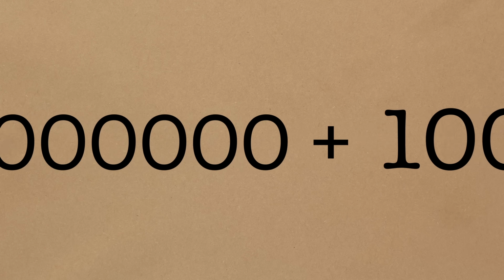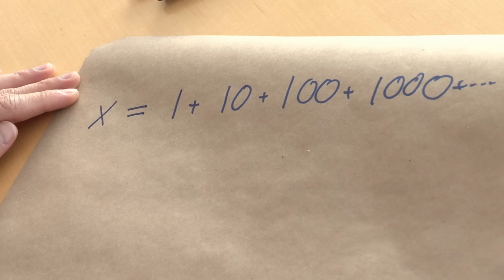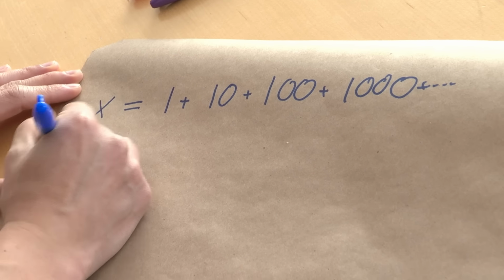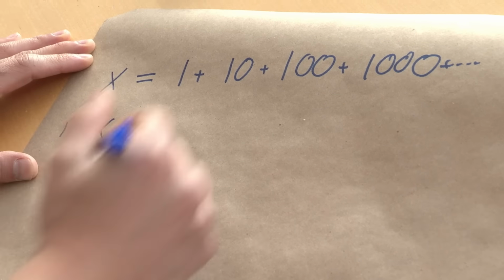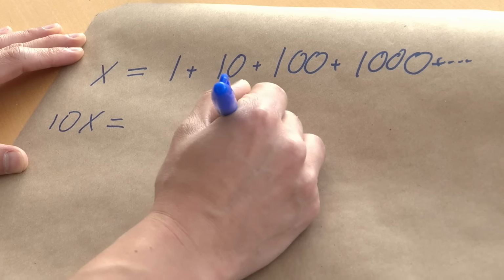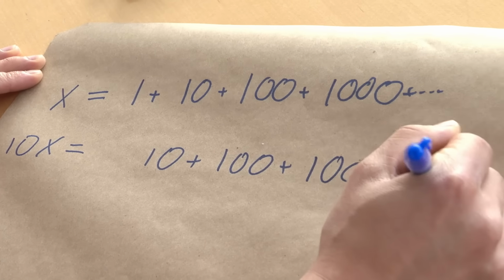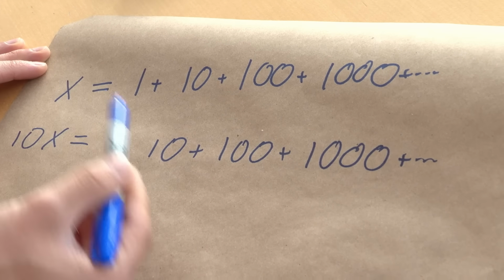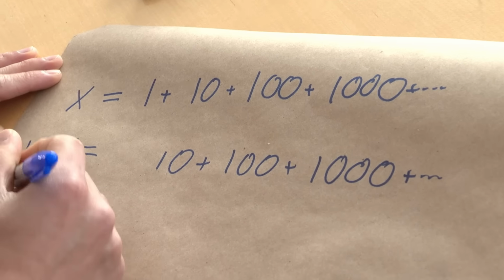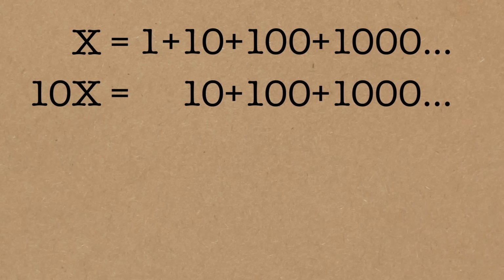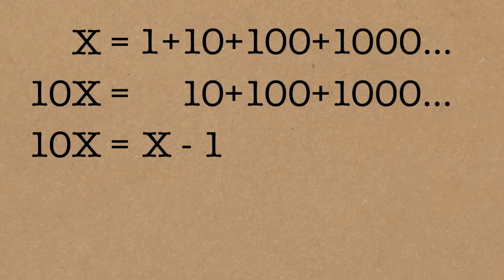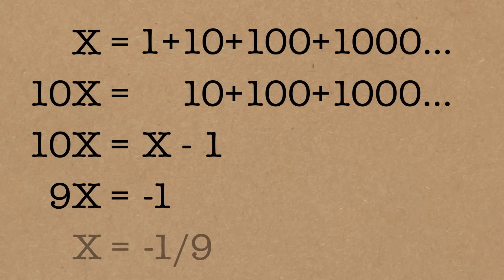However, you could try to carry out the same sort of reasoning to say, well, suppose this was a number x. Then what would 10x be? Well, 10 times 1 is 10, plus 10 times 10 is 100, plus 10 times 100 is 1,000, and so on. So it looks exactly the same as x, except that it's missing a 1. So you could try to say that 10x is equal to x minus 1. Then I could move this x to the other side, so I'd get 9x is negative 1. And the conclusion would be that x is negative 1 over 9.